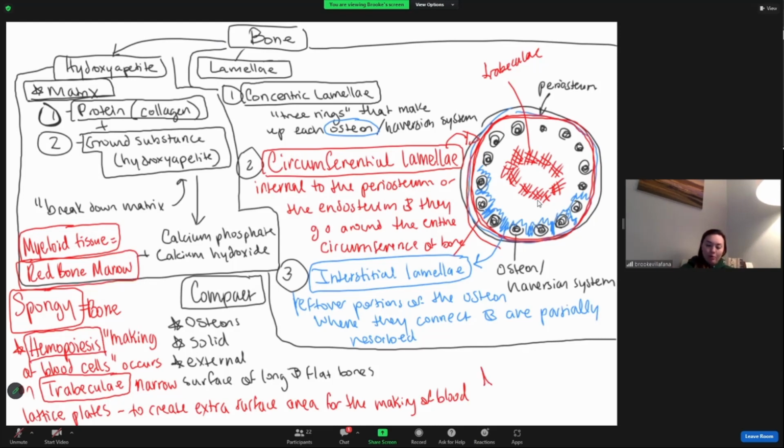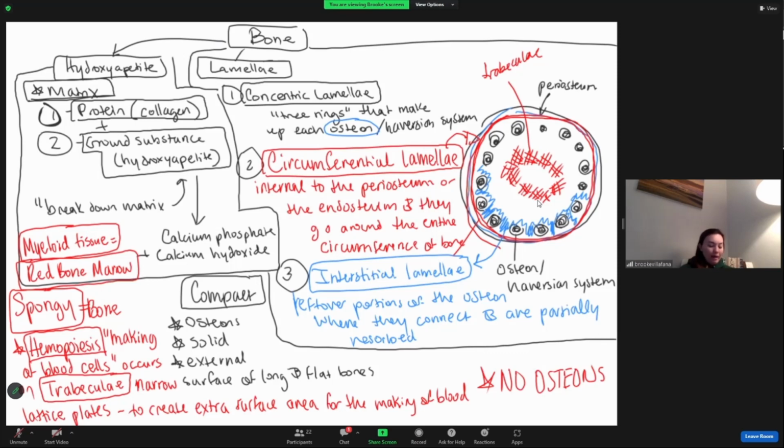And one really important thing that will very likely be on the test is that the spongy bone has no osteons. So there are absolutely no osteons found in the spongy bone. So again, compact bone has osteons. Compact bone does not make blood. Spongy bone has no osteons, and it does make blood on the trabeculae.